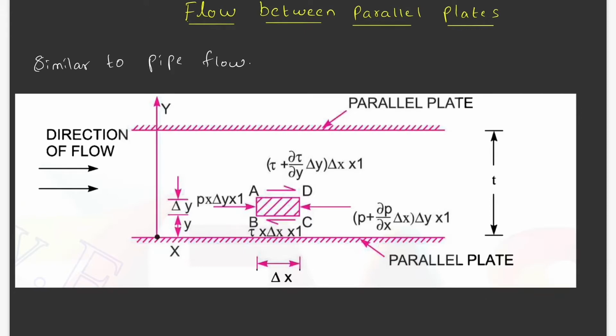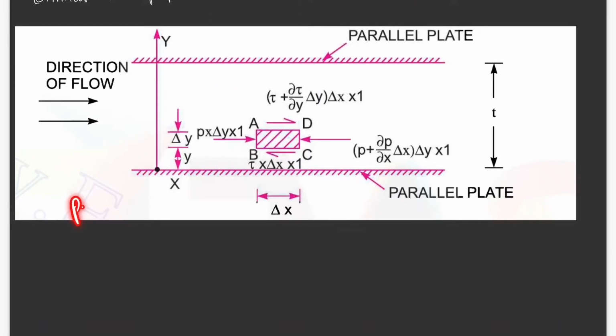As I already mentioned in the last class regarding pipe flow, only two forces we will be considering here: one is pressure force, another is shear force. Here pressure force acts in these directions and there will be shear force in this direction, tangentially to the element we are considering.